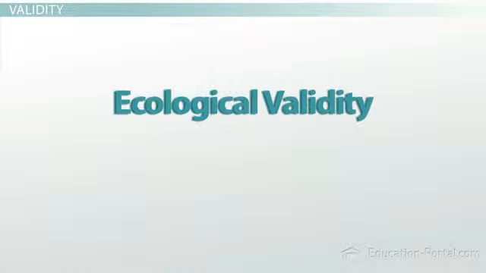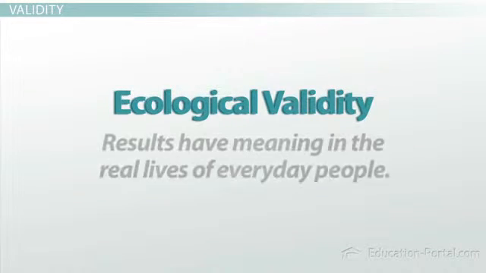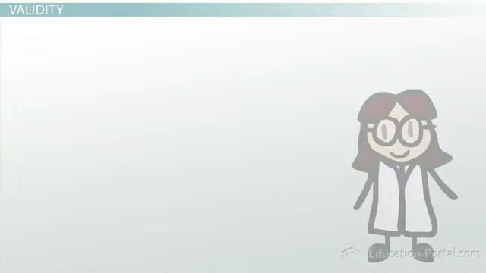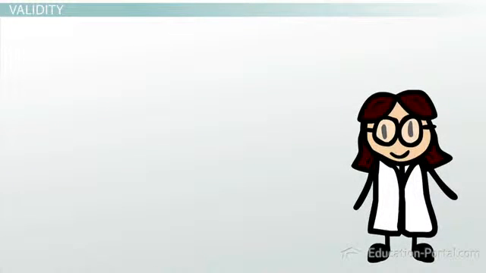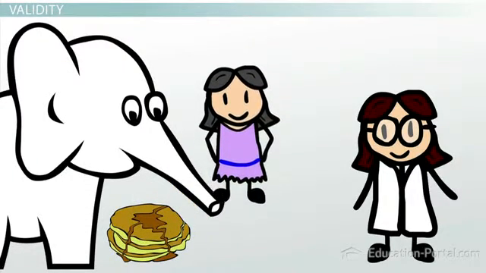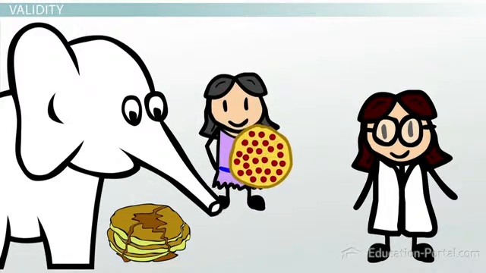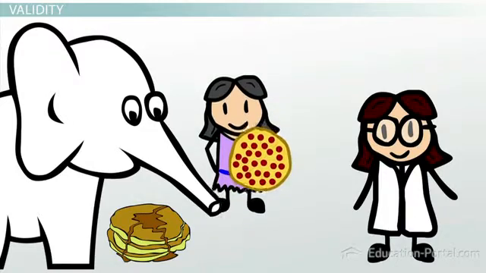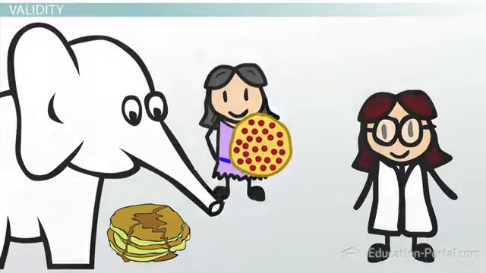The final type of validity is called ecological validity. Ecological validity refers to whether the results have meaning in the real lives of everyday people. You could imagine a situation where an experiment is so strange and specific it doesn't apply much to everyday life. For example, let's say a teacher designed a study to ask whether spelling ability increases or decreases when children have to feed elephants, jump up and down, and eat pizza all at the same time. While this study might be entertaining to watch, it really doesn't have much usefulness to the real world. Therefore, it wouldn't have much ecological validity.